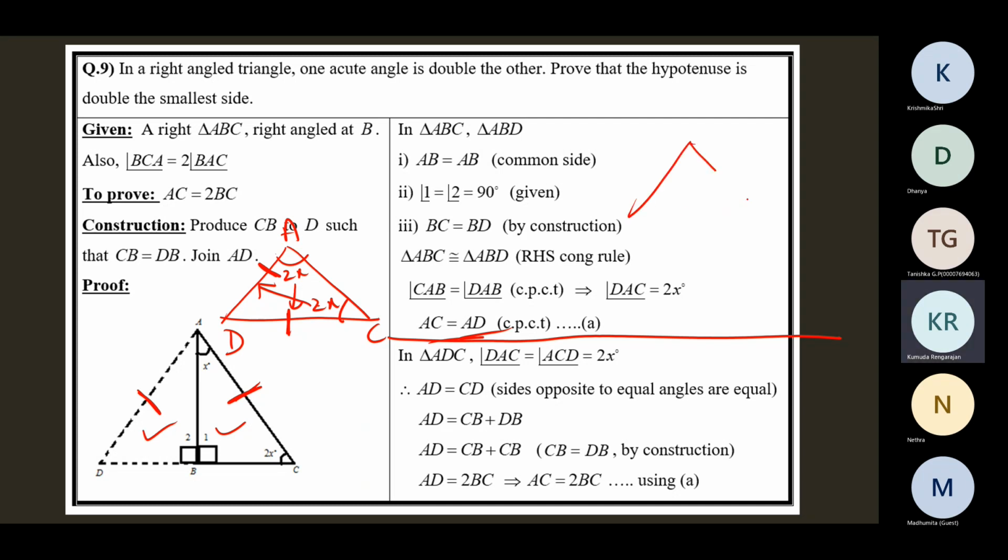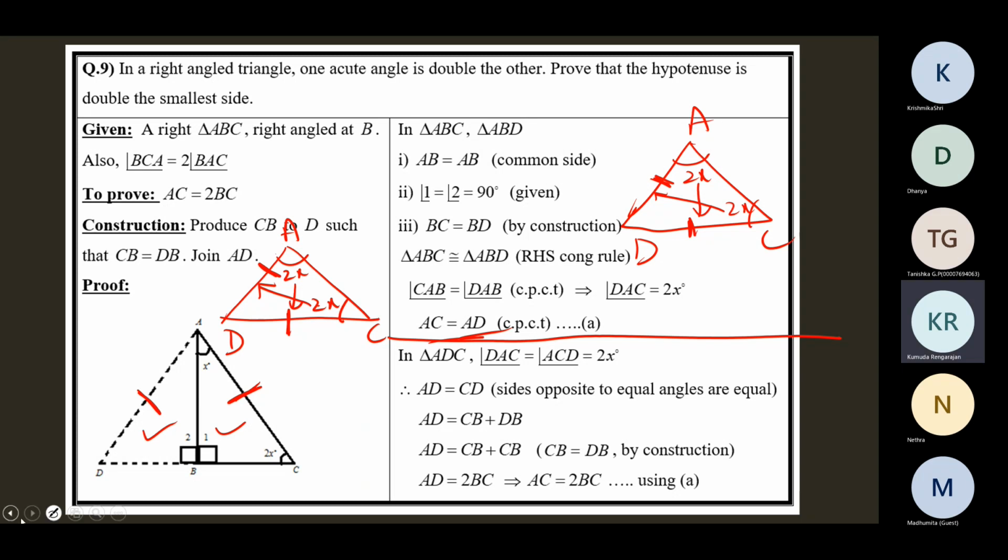Take up the whole triangle ADC. We already have marked this angle as 2X. Now, after congruency and CPCT, we have this also as 2X. Now, in this triangle, two angles are equal, so the sides opposite to them are also equal. The side opposite to this angle is DC, and opposite to this angle is AD. So AD is equal to DC. Am I reading it right?